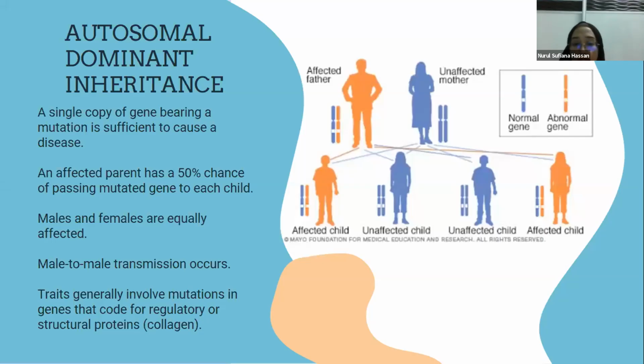As you can see in the diagram, the father is affected since he has one copy of the mutated gene, and the children get a chromosome from each of the parents. Hence, the child of the affected father has a 1 in 2 chance of being affected.